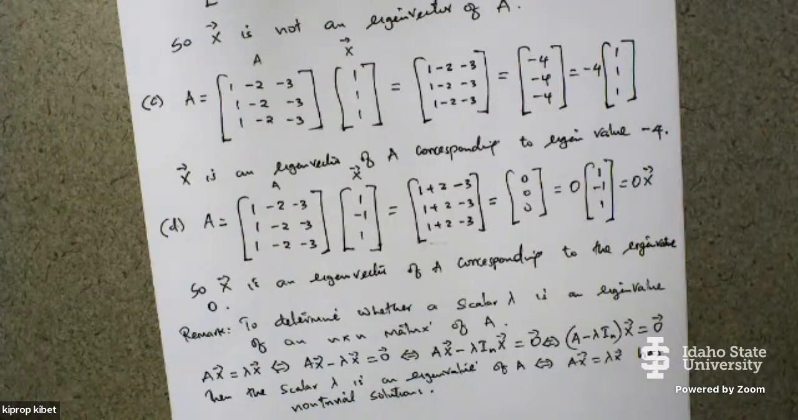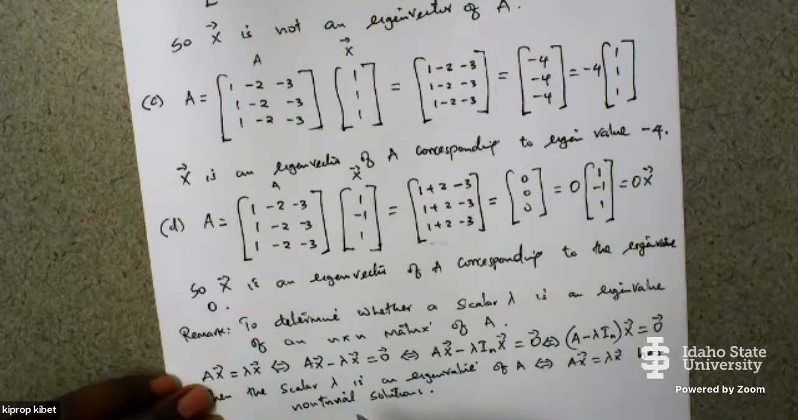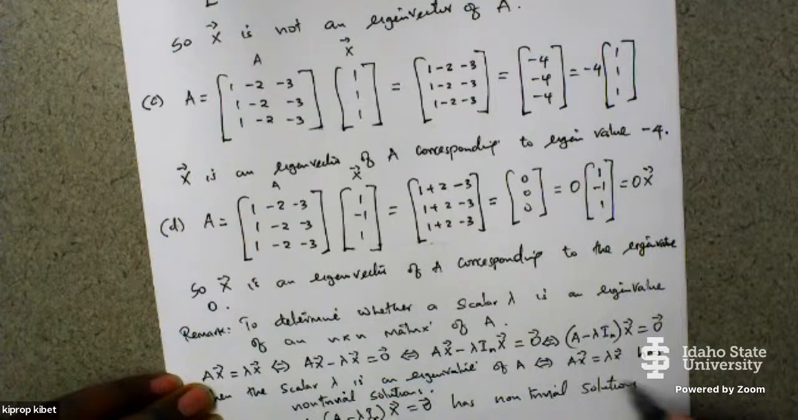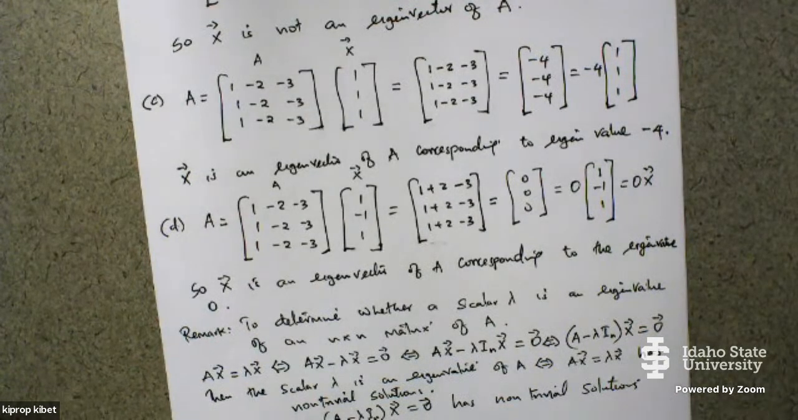So in this case, for this lambda to be the eigenvalue of this, we should not get trivial solutions. If it is giving us non-trivial solutions, then that means (A minus lambda I) x equals 0 has non-trivial solutions. So this should also not give us trivial solutions.